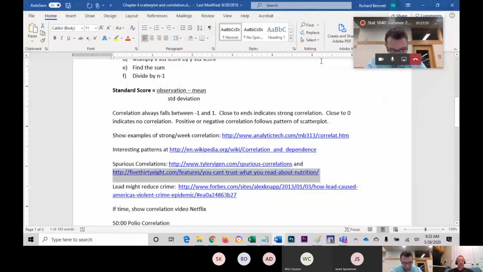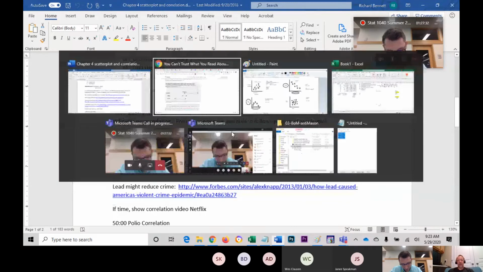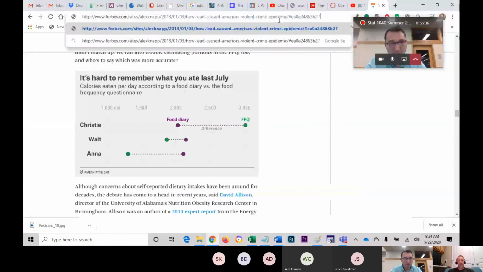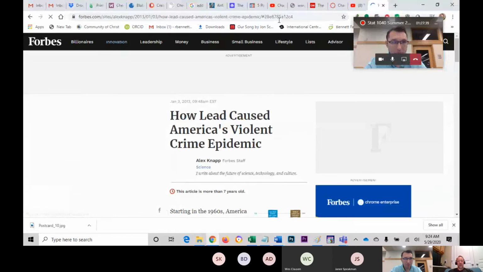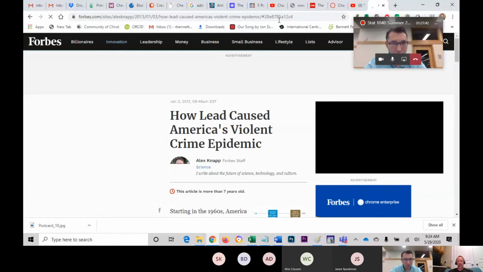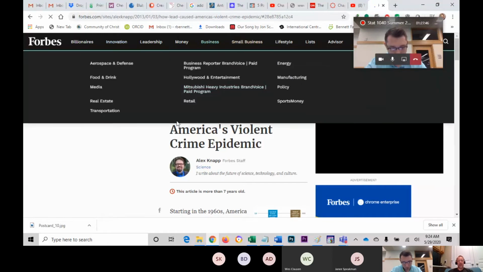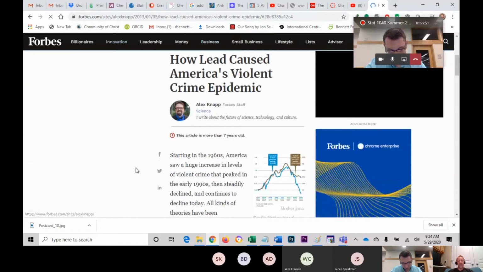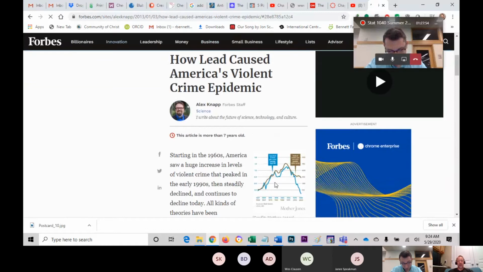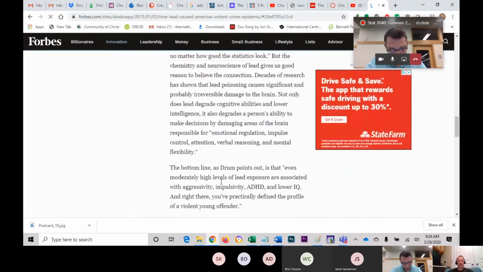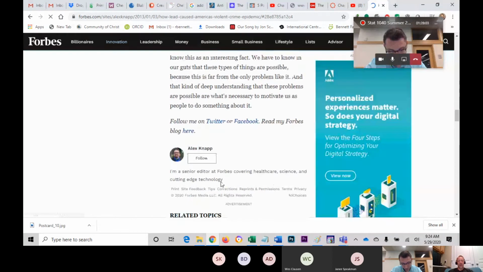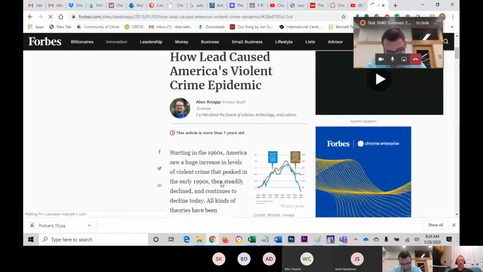Okay, now here's another interesting thing. Lead might reduce crime. So this is really interesting. You know, we now have unleaded gasoline. A lot of times they would put lead in paint, and apparently lead is really sweet. And so little kids would eat lead paint, and it definitely affects your brain.